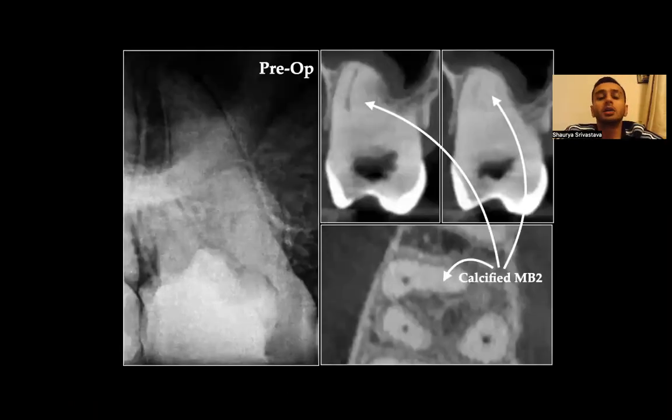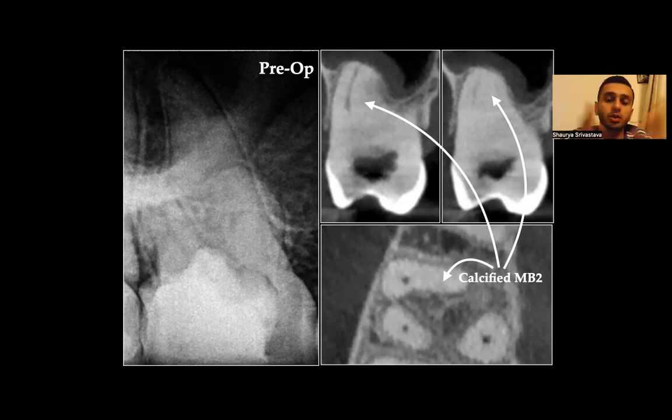All right. So this was the case referred to me. It's an upper right 6, previously accessed. The dentist could not find the MB2. And as you can see, it's very, very calcified. If you look at the morphology of the root on the top right 2 images, you can see how bulbous that root is. There definitely is an MB2 somewhere over there.